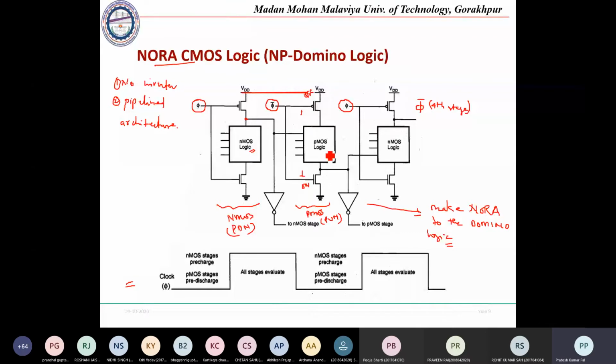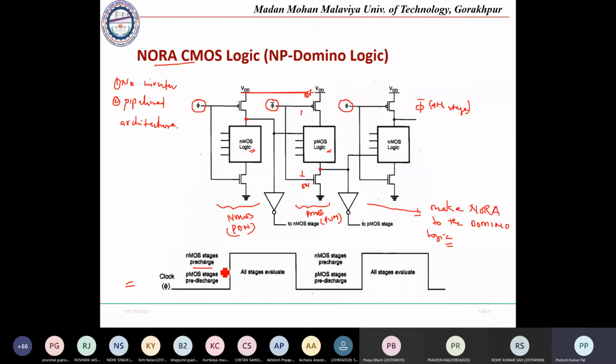So the PMOS logic will be pre-discharged, because this is on, which means this node voltage will be connected to ground. In the first stage this node voltage, the dynamic node, is connected to VDD. That means in the first stage the NMOS logic will be pre-charged, but in the second stage the PMOS stage will be pre-discharged. This one is pre-charged because it is charged to VDD, but this one will be discharged to 0, so that's why it is called PMOS pre-discharge.